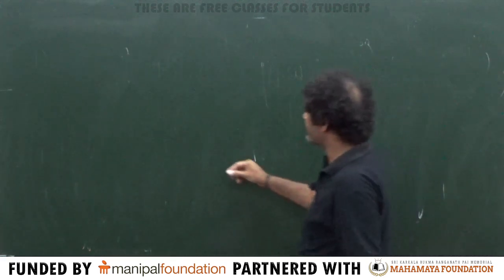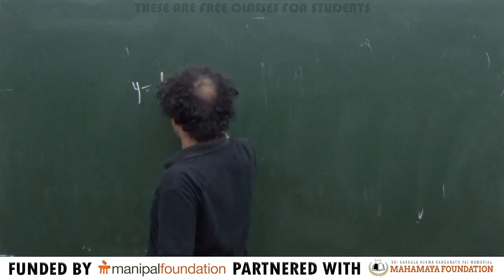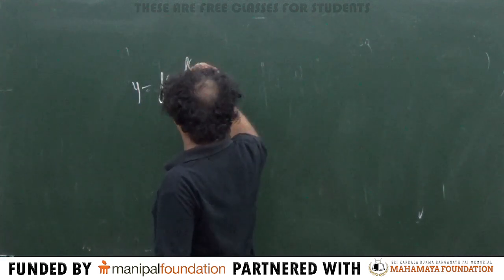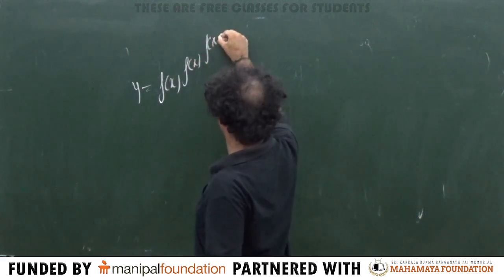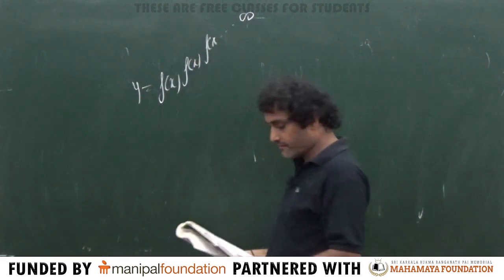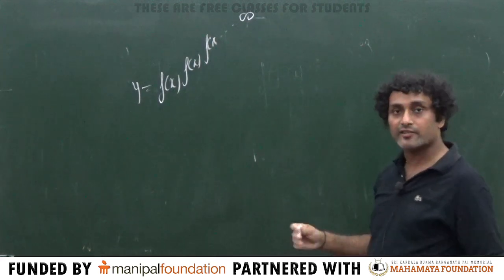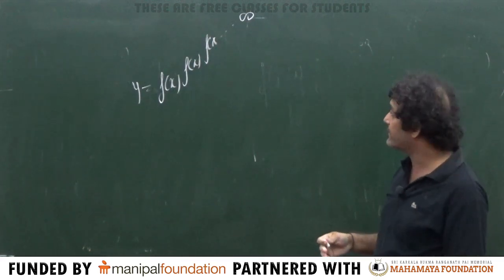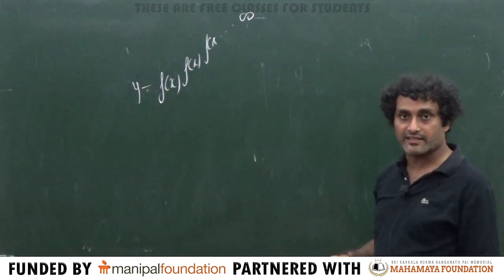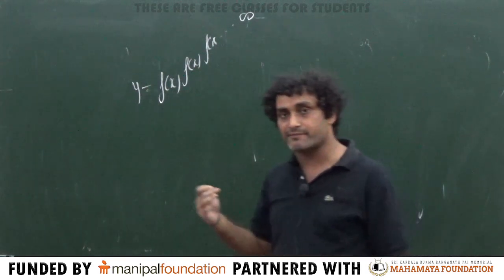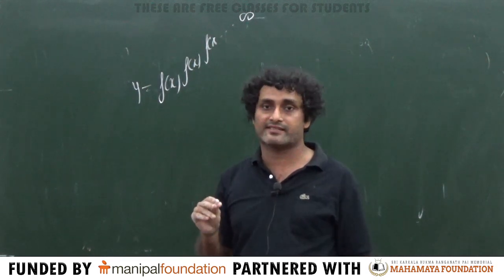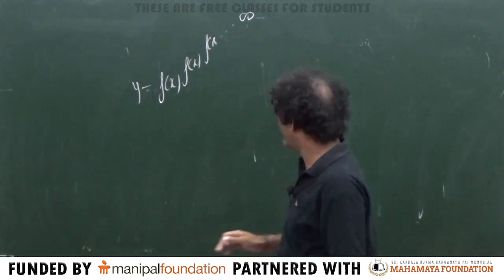We had done something like this, right? y is equal to f of x to the power f of x to the power f of x dot dot dot infinity, we did that one. If you do it by taking x power y, it becomes very long. If you had x power dot dot dot, it became x power x, sorry, x power y, it becomes very long.